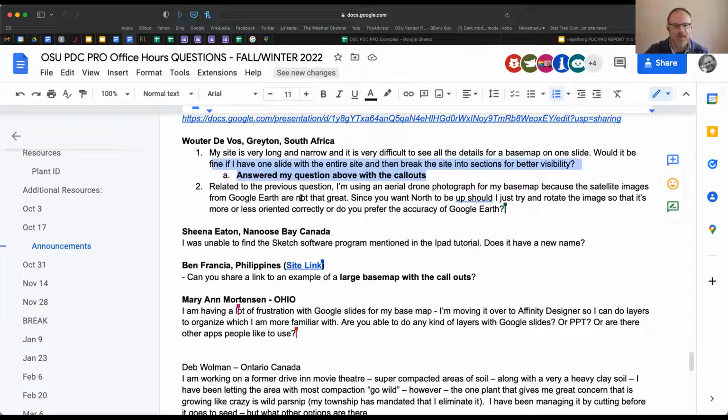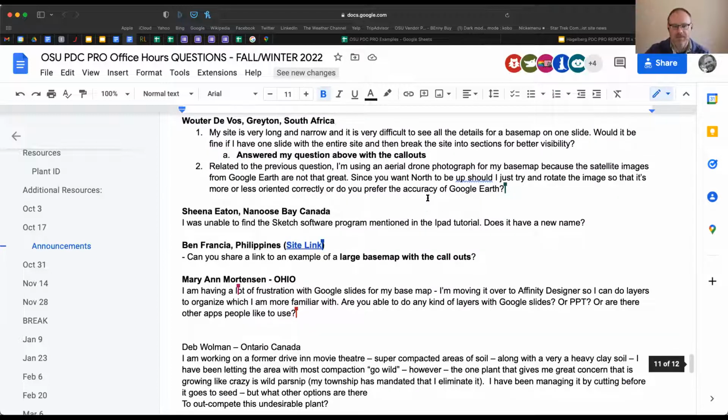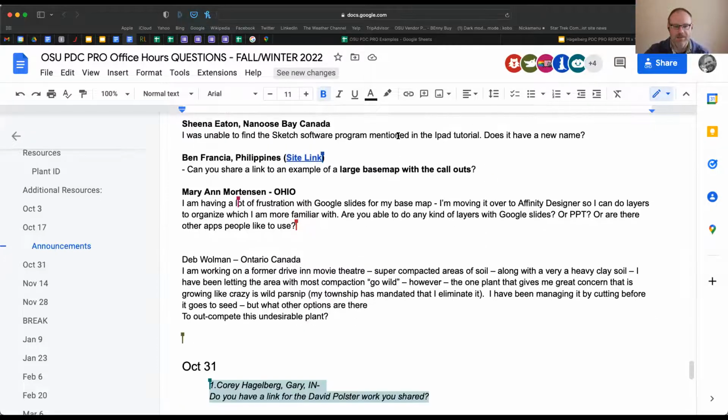Related to a previous question, I'm using an aerial drone photograph for my base map because the satellite images from Google Earth are not great. Since you want north to be up, should I just try and rotate the image so that it's more or less oriented correctly? Yeah, Woder, if you could just throw a link to your assignment here, I'm going to answer the next question and I'll come back to it. Throw your link up there and then I'll take a look at it.